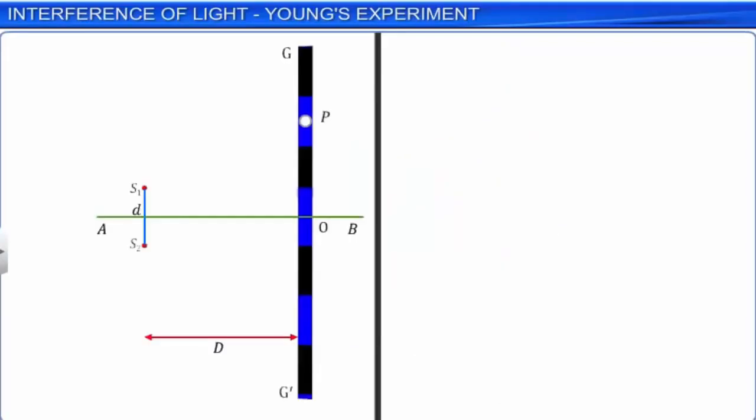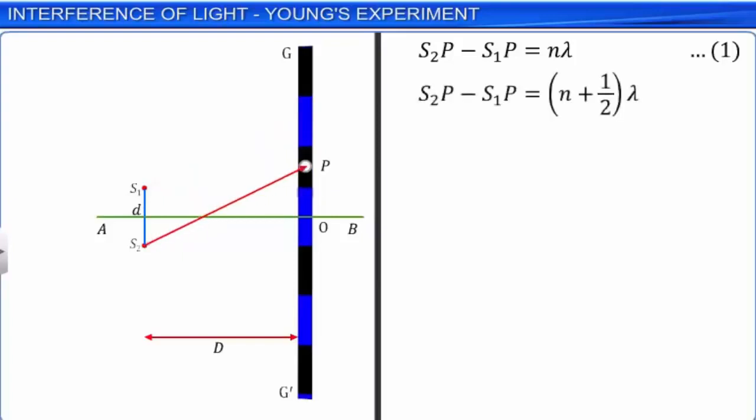If P corresponds to an interference maxima, then the path difference S2P minus S1P is equal to nλ. Let this be equation 1. On the other hand, if P corresponds to an interference minima, the path difference S2P minus S1P is equal to (n + 1/2)λ. Let this be equation 2. Here, λ is the wavelength of the light waves and n is an integer.